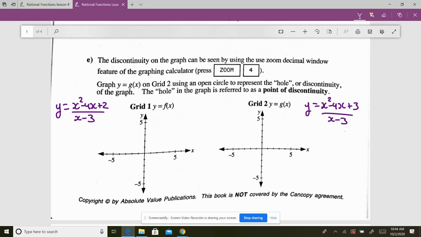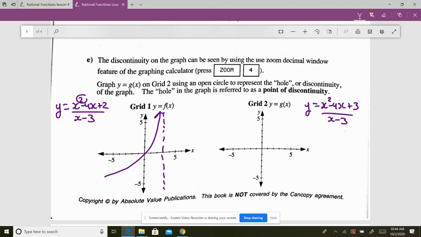Let's do the first one. What's the vertical asymptote here? 3. So at 3, we mark a vertical asymptote. Now, if you punched it in, does it have a horizontal asymptote? No, it does not, because the degree of the top is bigger. So there's no horizontal asymptote. We're not covering that in this class, so we don't have to worry what that's going to look like. But this graph will look like this.